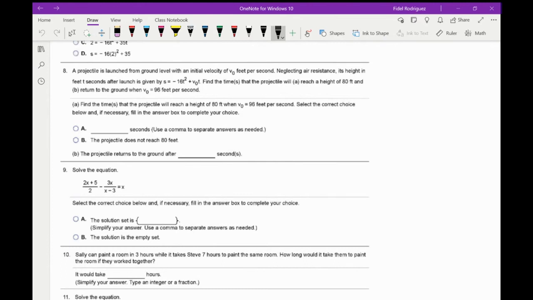Okay. So let me take a look at number 8 here. Number 8 says a projectile is launched from ground level with an initial velocity v0 feet per second. Neglecting air resistance, its height in feet after t seconds after launch is given by an equation right here. It says find the time when the projectile is going to reach a height of 80 feet and when it's going to hit the ground. And v0 is 96 feet per second.